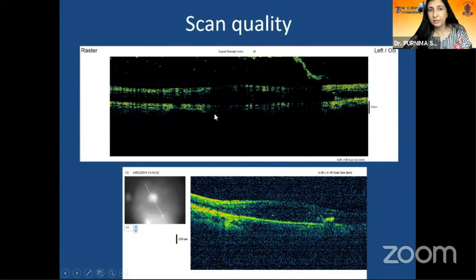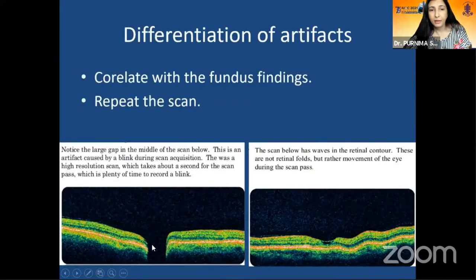Now here you can see in the first, some parts are not clearly seen, but this is because of the shadowing effect of the membrane in front. While here you see overall it's not a good signal to noise ratio, and this is because of any media opacity like cataract. Here you see some abnormalities. Sometimes they're not due to an actual problem, but because of some artifacts. So here there's a gap, and here there's some movement. The gap is due to eye blinking, while these undulated waves are seen because of the eye movement.